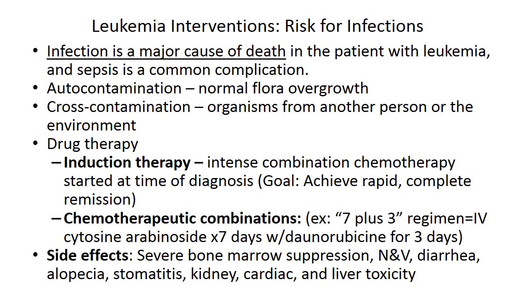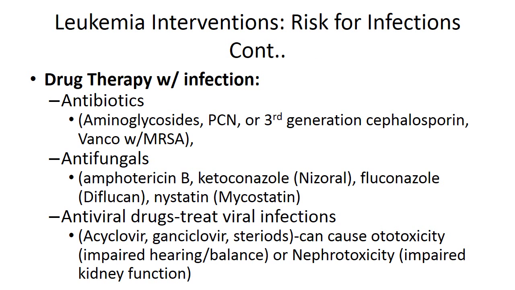But together, these chemotherapeutic combinations can actually cause severe bone marrow suppression, which, as we know, puts patients at risk for pancytopenia, which is decreased white blood cells, decreased red blood cells, and decreased platelets. So severe bone marrow suppression can put these patients at risk for infection and at risk for death. Nausea and vomiting may also occur as side effects from this drug therapy, as well as diarrhea, alopecia, stomatitis, and kidney, cardiac, and liver toxicities.